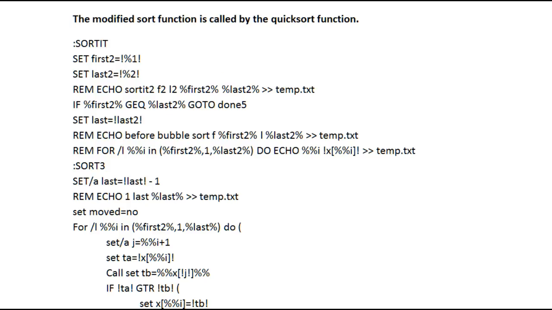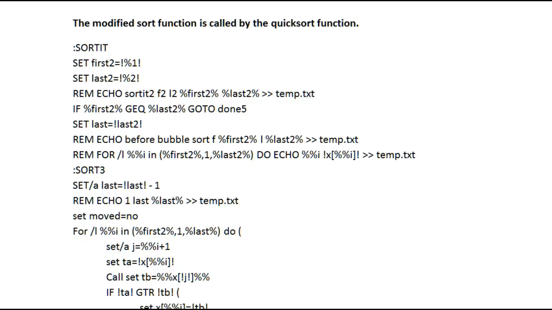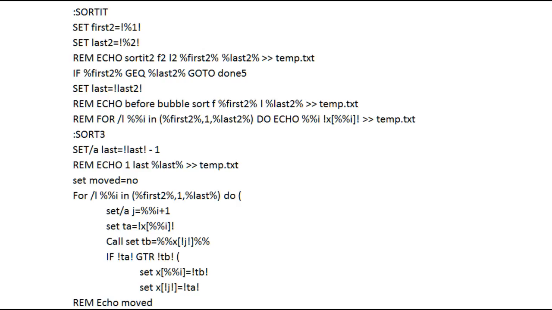The bubble sort routine is called by the quicksort routine when a partition size is 10 or less. We'll call this bubble sort routine. So the bubble sort routine's already been described in the previous videos.